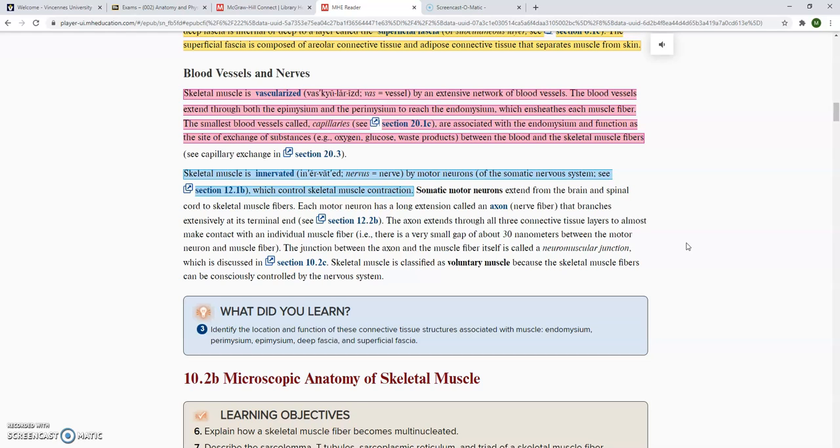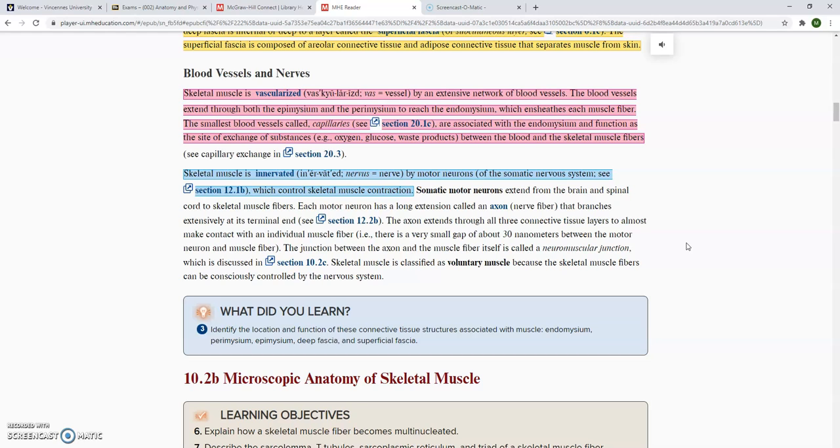But realize that skeletal muscle is similar to the skeletal system, the bones of the body, because it's very vascular. It's vascularized. It has an extensive network of blood vessels, and those blood vessels will surround the entire muscle, but realize they also will branch and divide into smaller and smaller blood vessels that'll eventually end up supplying nutrients and oxygen to the skeletal muscle cells or fibers. And we call those capillaries. That's the very smallest blood vessels that we have in our body.